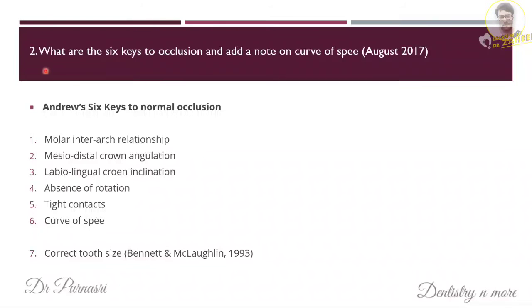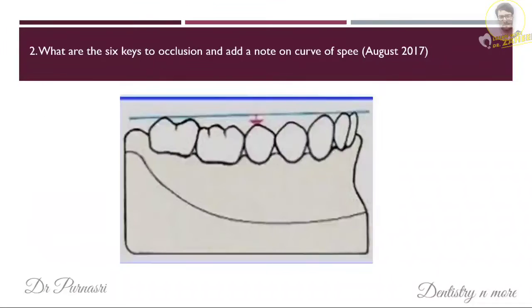Then the next question is, what are the 6 keys of occlusion? So in this particular topic, 6 keys of occlusion, you must know these 6 points, and then add a note on curve of Spee. These 6 we already discussed. Then coming to the curve of Spee, you have to draw this diagram to show what is the curve of Spee.